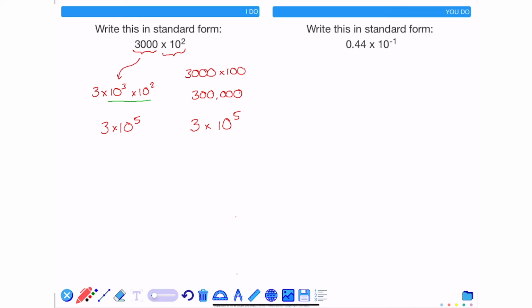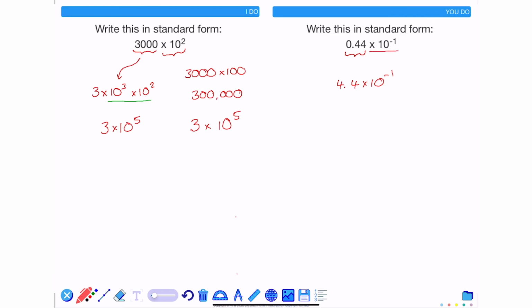So I'm going to use the first technique in order to answer the question 0.44 times 10 to the power negative 1. First of all, writing the first part of this number in standard form would be 4.4 times 10 to the power negative 1.